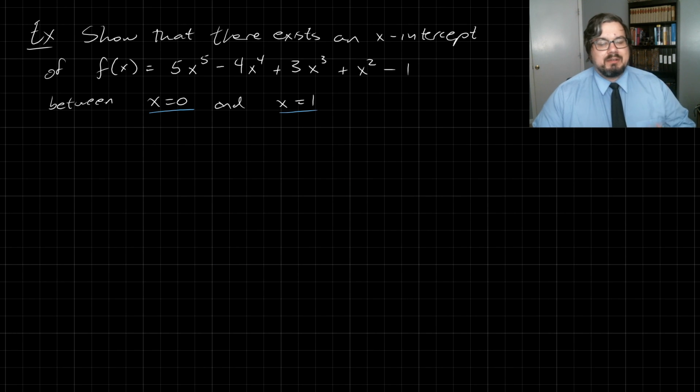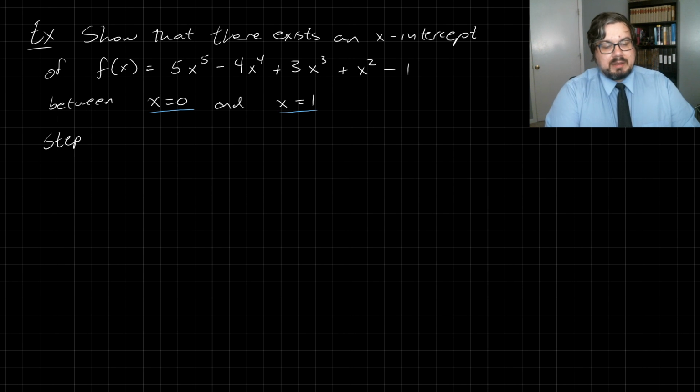Let's show that there exists an x-intercept of the function f of x equals 5x to the fifth minus 4x to the fourth plus 3x cubed plus x squared minus 1 somewhere between the inputs x equals 0 and x equals 1. This type of problem will always be handled in 2 steps. The first step is going to be evaluating f at 0 and 1.